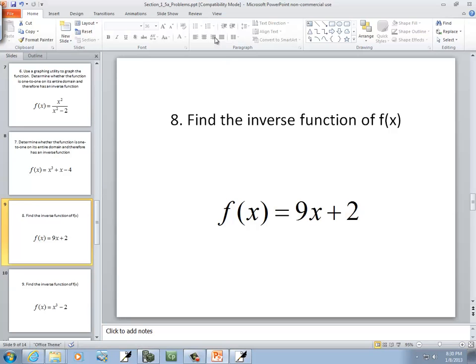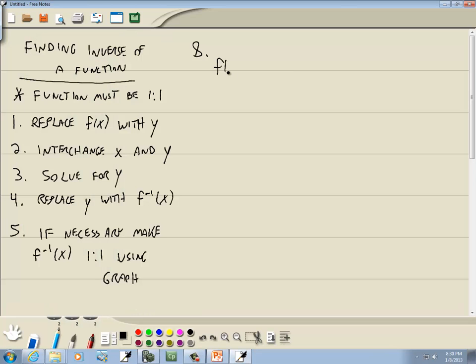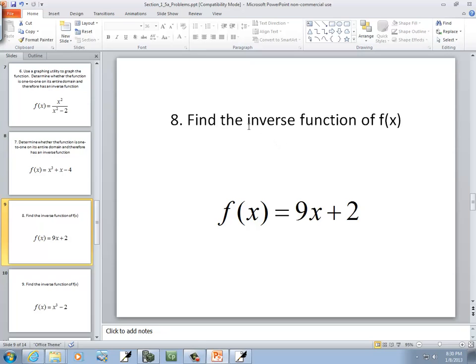So let's look at this one. We got f of x is equal to 9x plus 2. Instructions say find the inverse function.